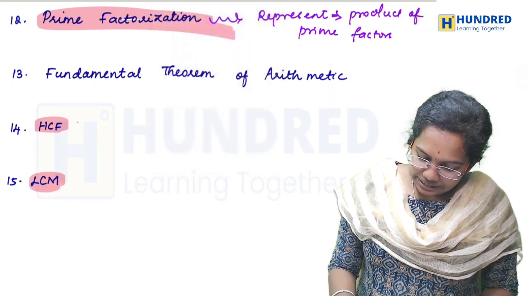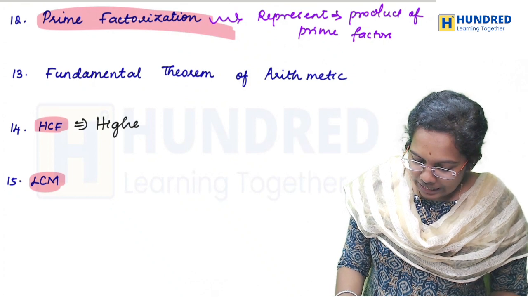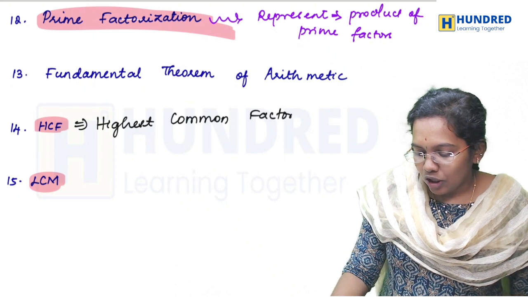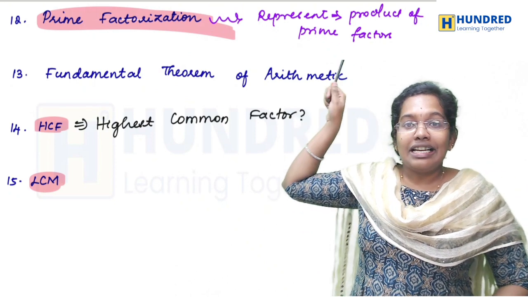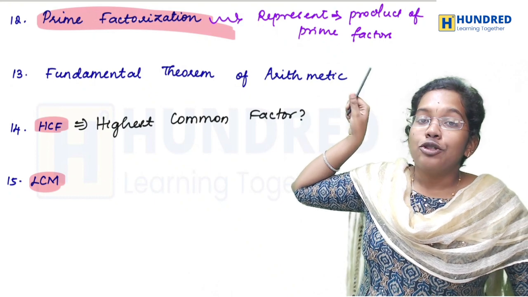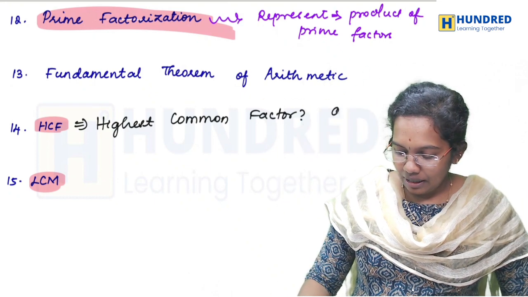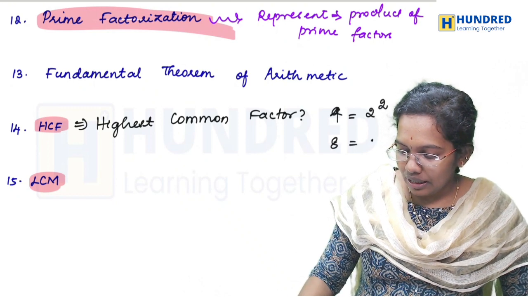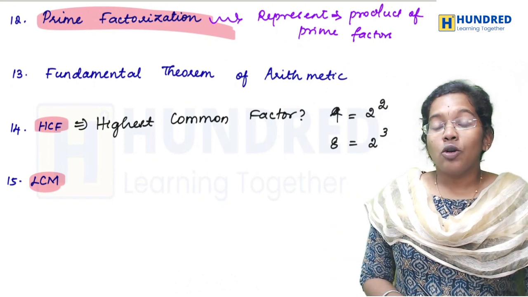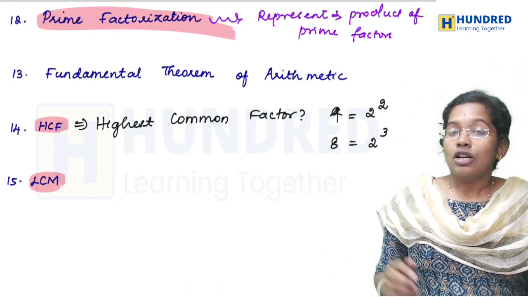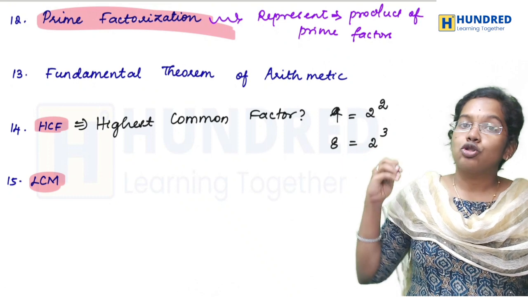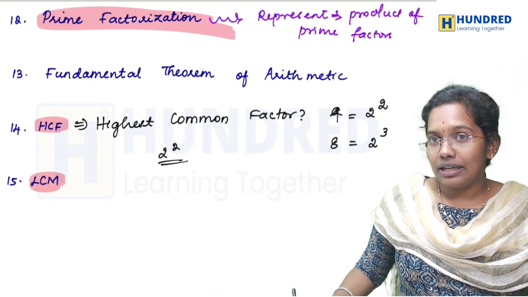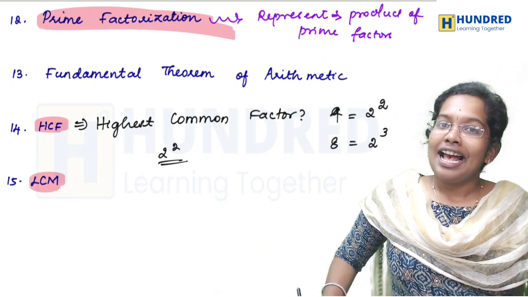HCF is nothing but the highest common factor, right? So in this highest common factor, what does it mean? You are writing it as a product of prime factors, right? So for each and every number, if you take a number 4 and a number 8, then see here, 4 is going to be 2 square. 8 is going to be 2 cube. Yes. So here, which is the highest common factor, which is being common in both the things? It is 2 square. Yes, 2 square is the highest common thing in both the numbers. So 2 square will be the HCF of these 2 numbers.